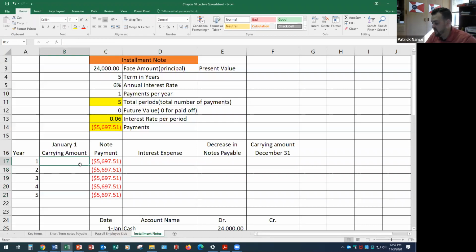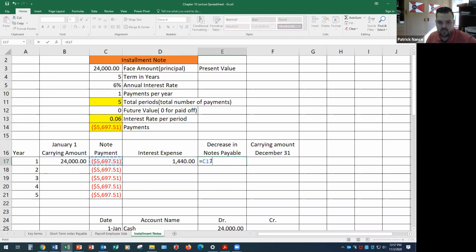My carrying amount on January 1st, when I took the loan out, is 24,000. Or actually, I can make this equal the face amount, whatever the face amount is. So to figure my interest expense, I need to take the outstanding balance times the interest rate per period, in this case 6%. So 1,440 is the interest expense.